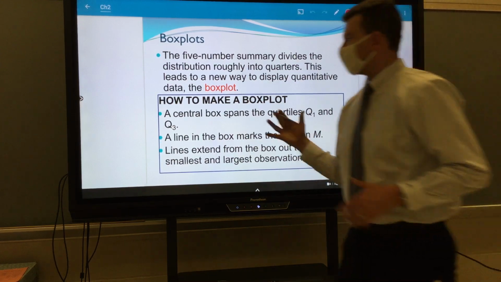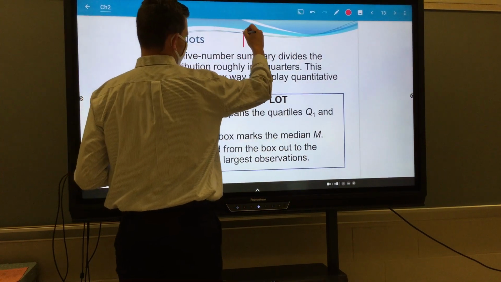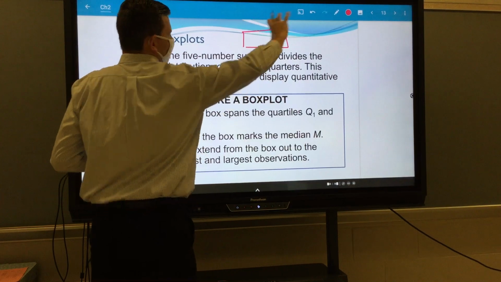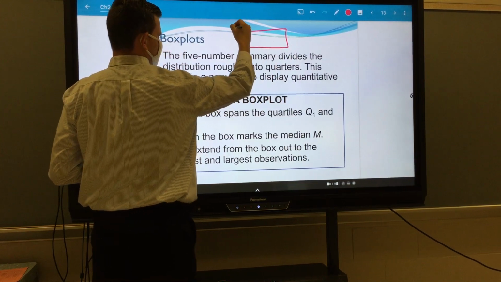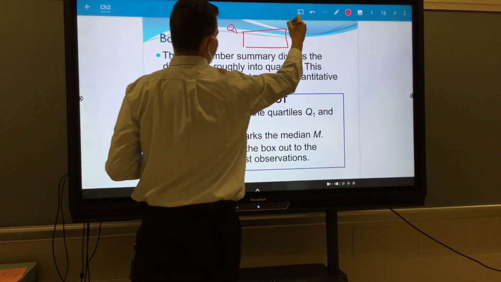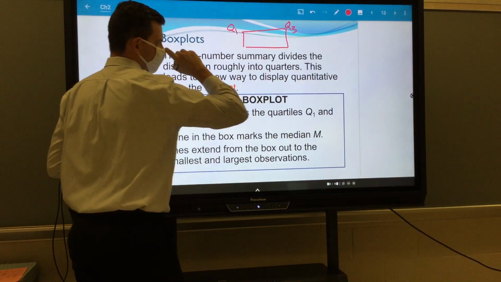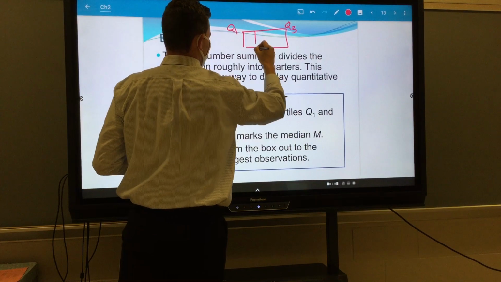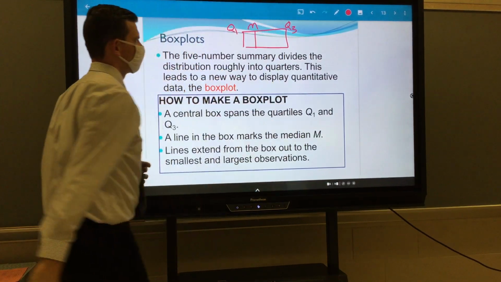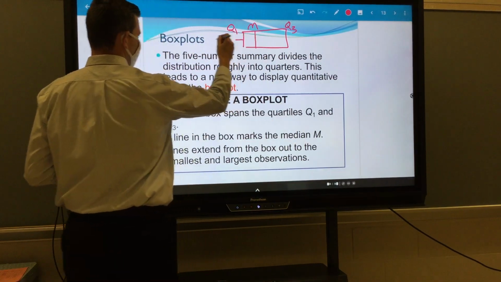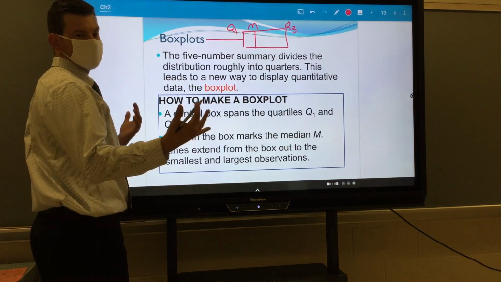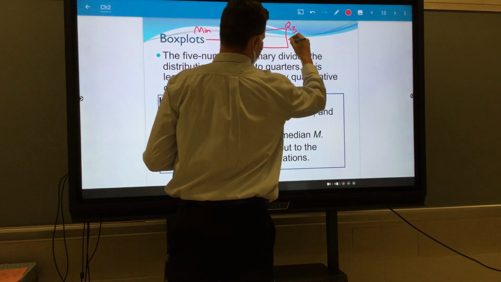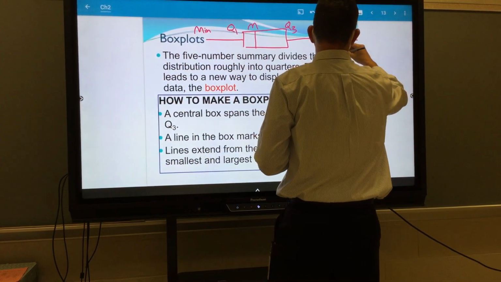So in general, a box plot, or you may have learned it as a box and whisker plot, the rectangle or the box represents Q1 on the left side, Q3 on the right side, and then you have a vertical bar somewhere inside that box representing the median. And then horizontal bars or whiskers extending out to the sides representing the min and the max.